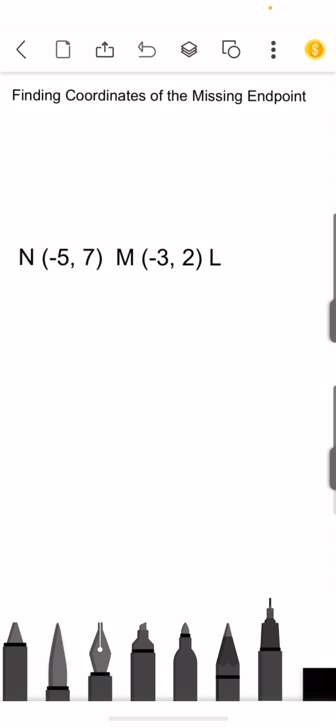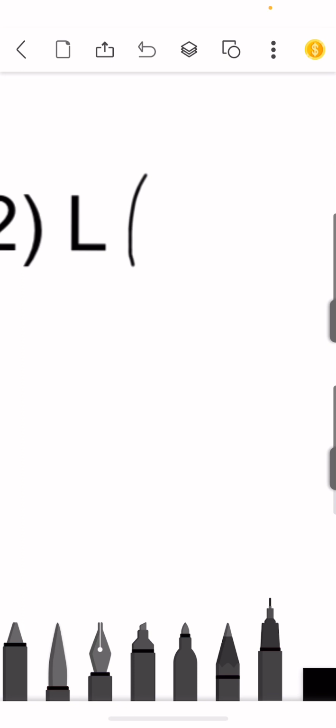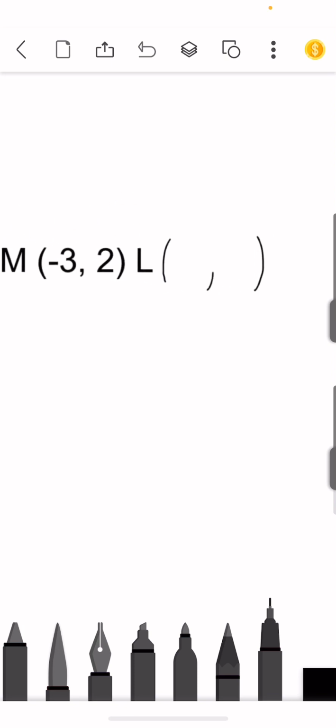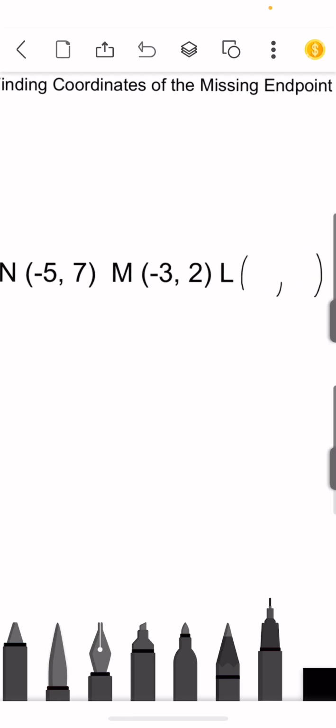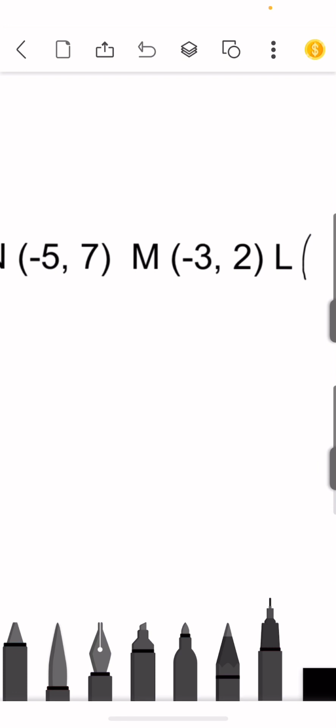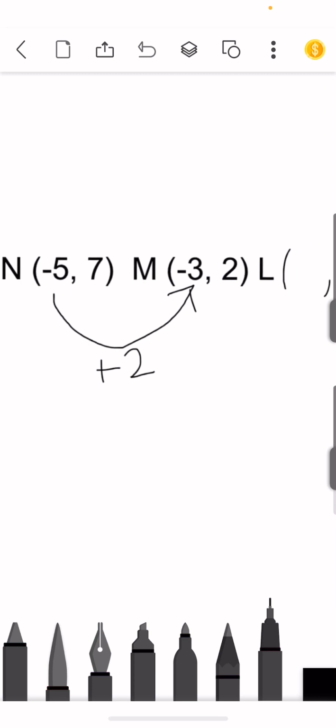So today's lesson, I'm going to teach you to find the coordinates of the missing endpoint if there's a midpoint. So I'm going to start drawing the parentheses. Then we're going to start with the x. So we go down or up, whatever works. I'll start with down. You know that 5 goes into 3 by adding 2. So negative 5 plus 2 is negative 3.